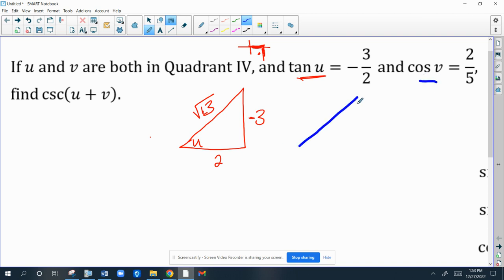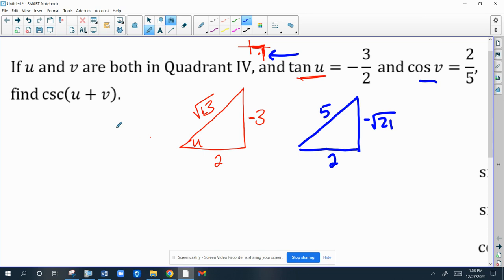It tells us cosine of this angle is 2/5, and cosine is adjacent over hypotenuse. Pythagorean theorem would be 25 minus 4, which is square root of 21. That would be this side. But remember, this is still quadrant 4, so this y value should be negative because we're going down. So in quadrant 4, y is always negative and x is always positive.